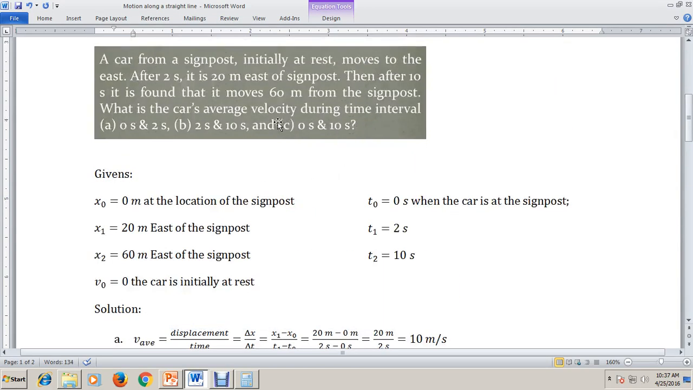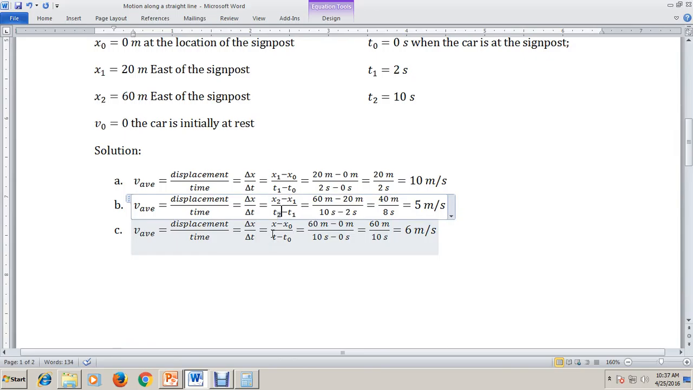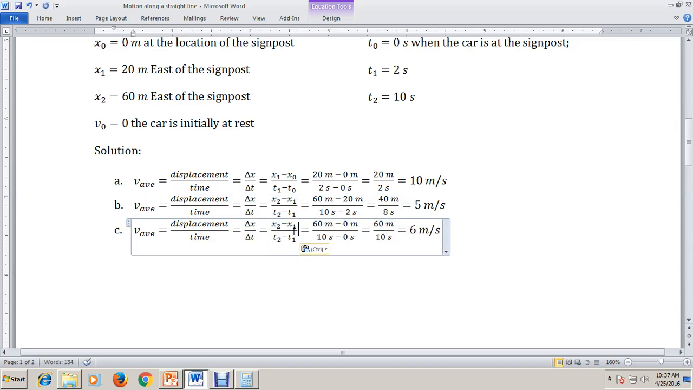Okay, so finally from 0 to 10 seconds, that is x sub 2 minus x sub 0 over t sub 2 minus t sub 0. So 60 minus 0 over 10 minus 0 gives us 60 over 10, which gives us 6 meter per second.